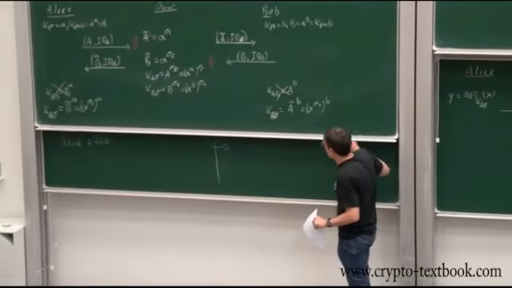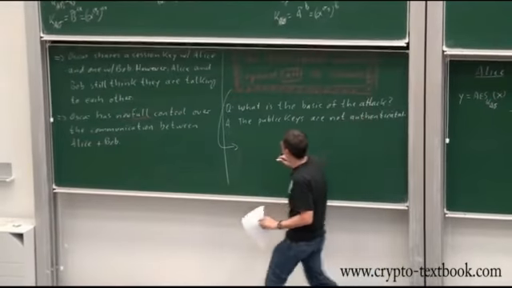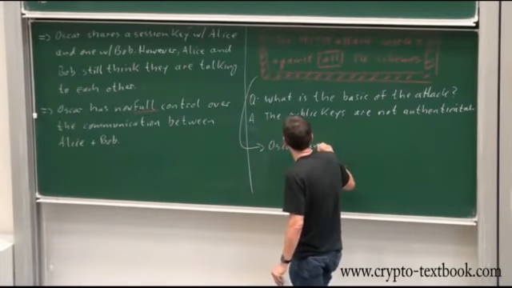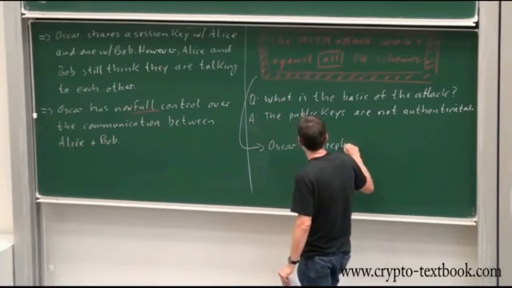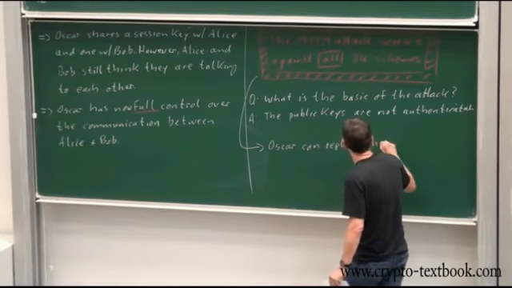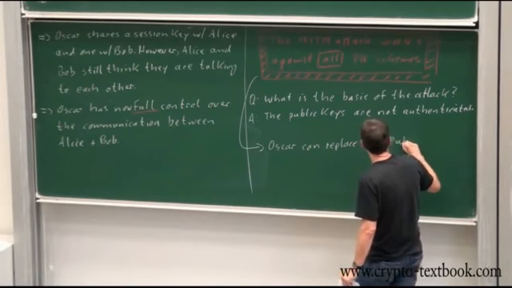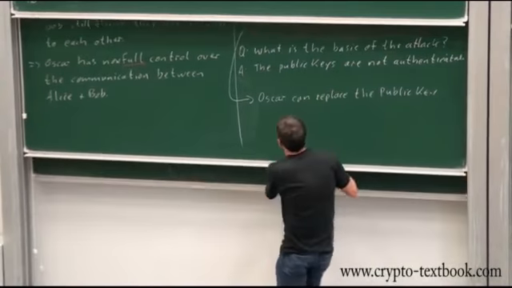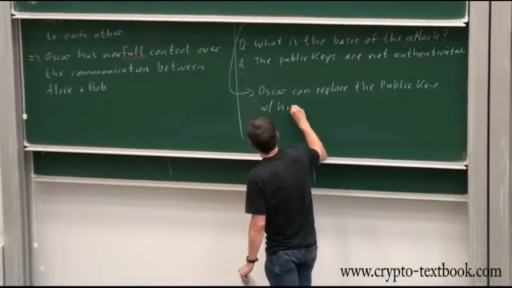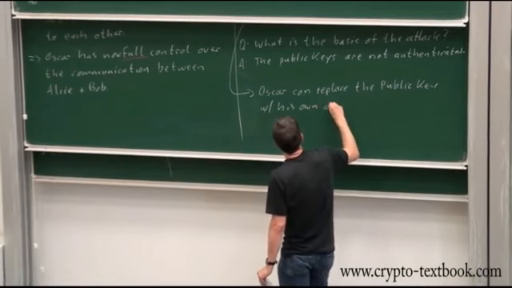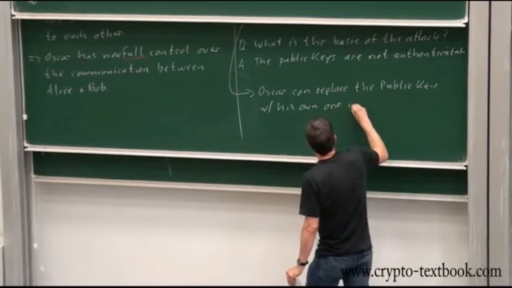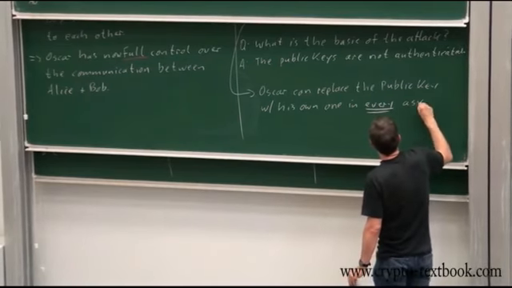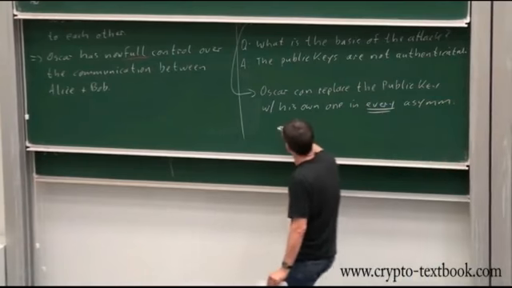So every time, Oscar can replace the public key with his own one in every asymmetric protocol.